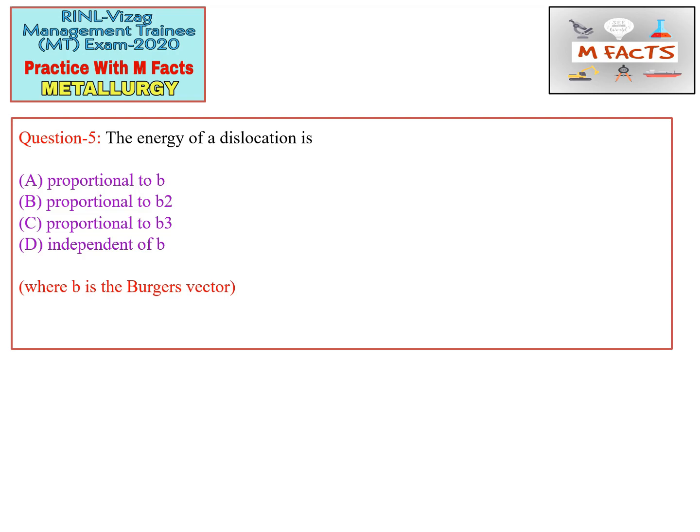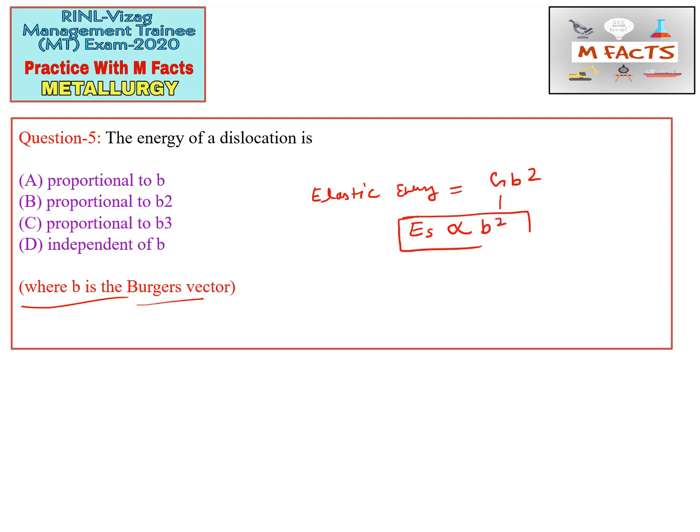So the energy of dislocation is, and they have given 4 options, and also told that B is the Burgers vector. We already know the elastic strain energy. In one of the videos I already told you the elastic energy of dislocation is related to the Burgers vector. This is shear modulus G. So elastic energy is equal to G B square, so we can say this elastic energy is proportional to B square. Means in the options we will find which is proportional to B square. So this is not B2, this is B square.